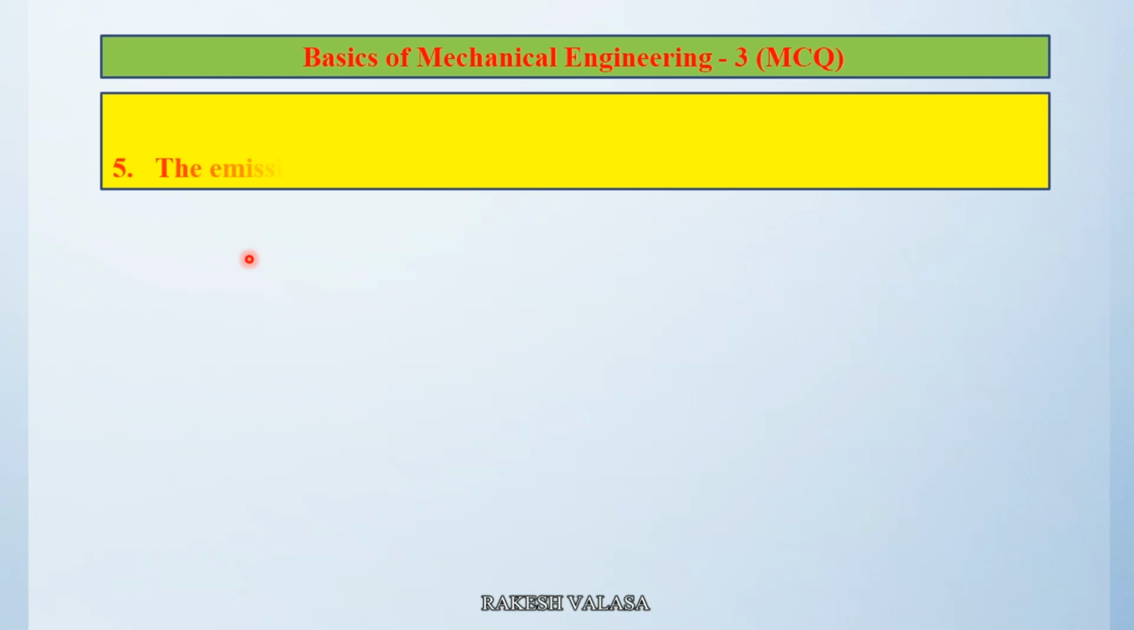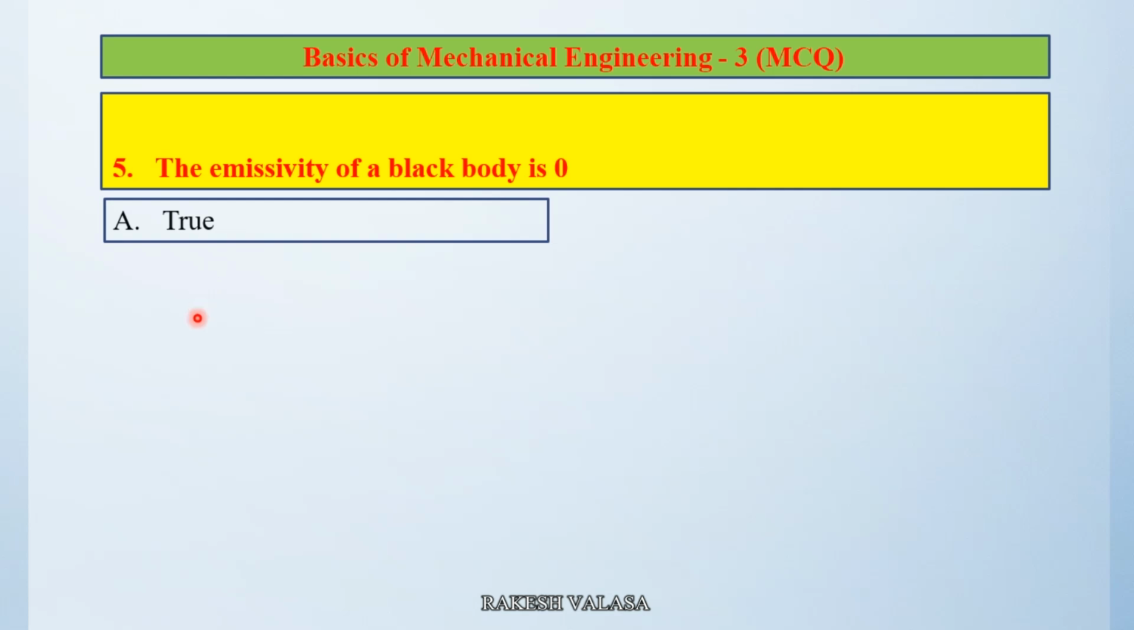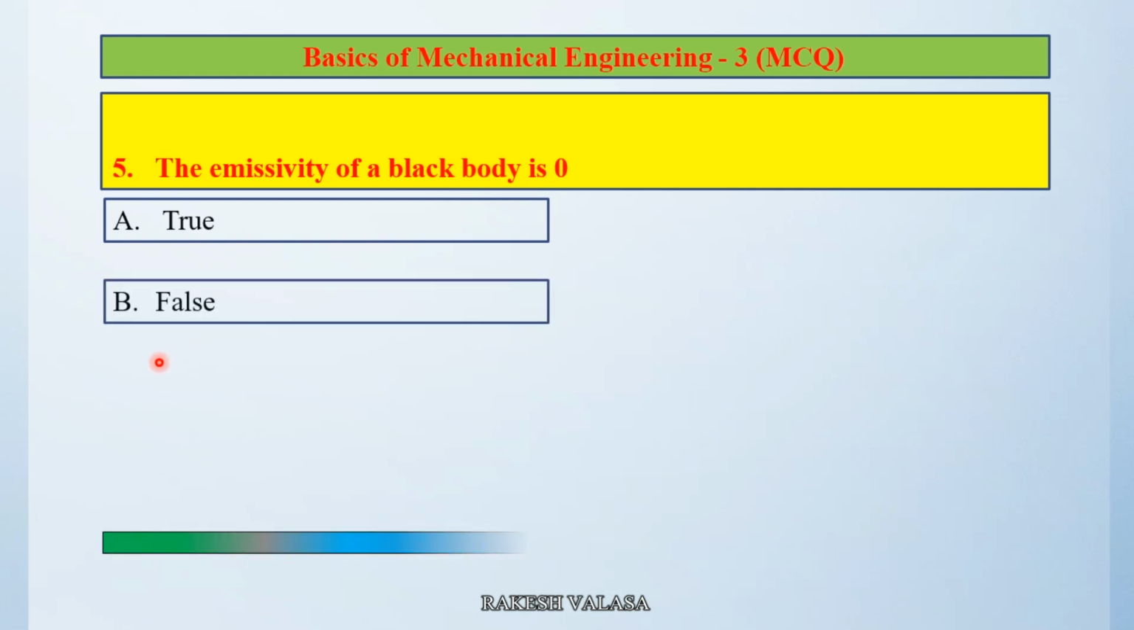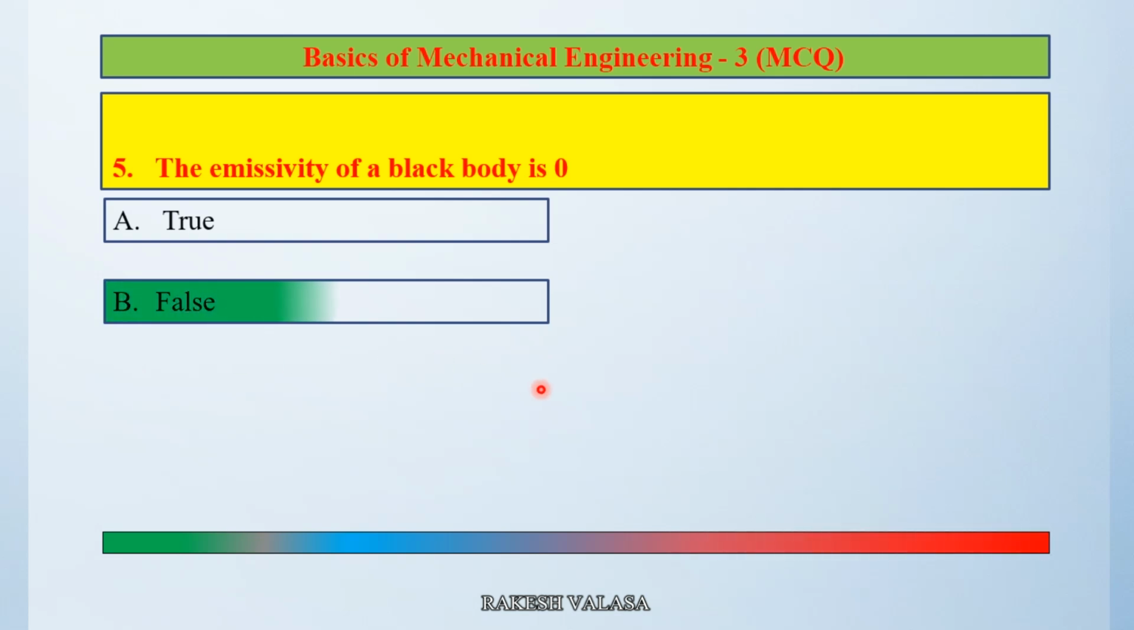Question number 5. The emissivity of a black body is 0. Option A true, option B false. The correct answer is option B false. Let us see the explanation.